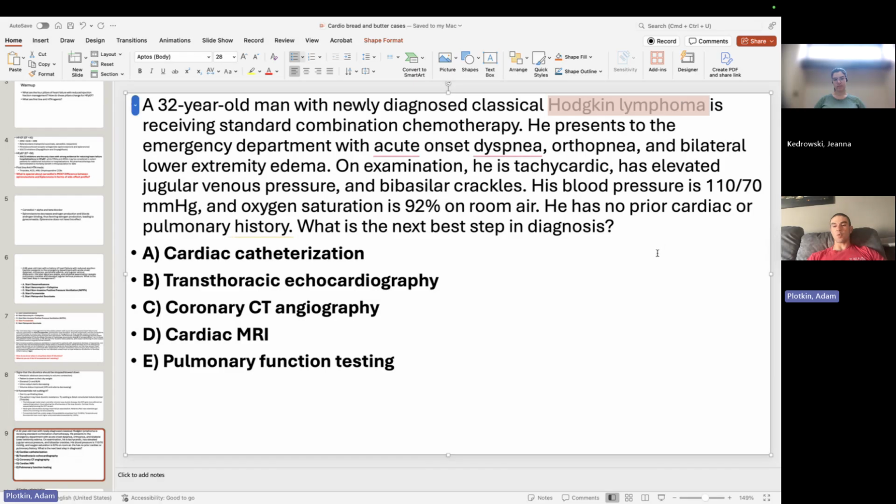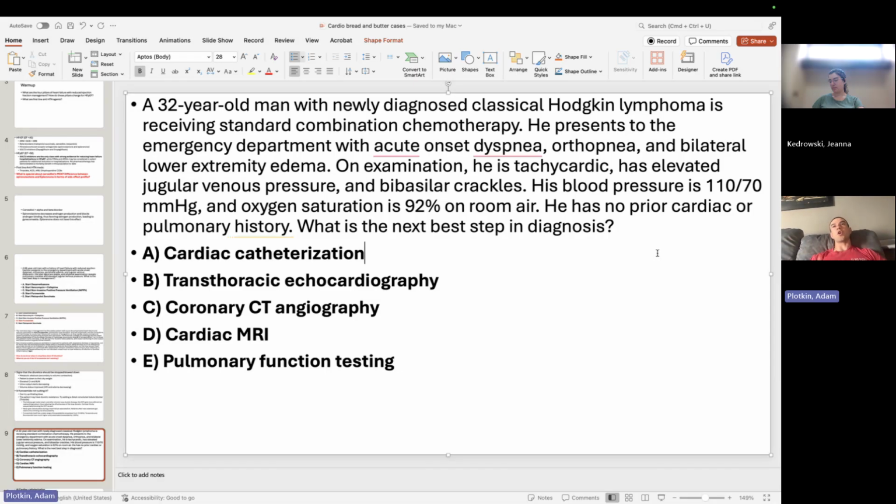Hodgkin's lymphoma. Do you know what the chemotherapeutic regimen is like for classical Hodgkin's? You got it right. One of the drugs is classically linked to dilated cardiomyopathy. So we usually use ABVD. A is adriamycin, which is another name for doxorubicin or an anthracycline. B is bleomycin, V is vinblastine, and D is dacarbazine.